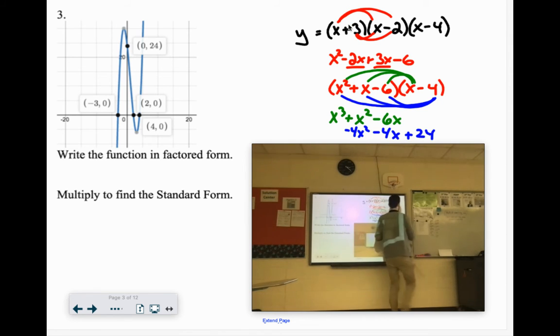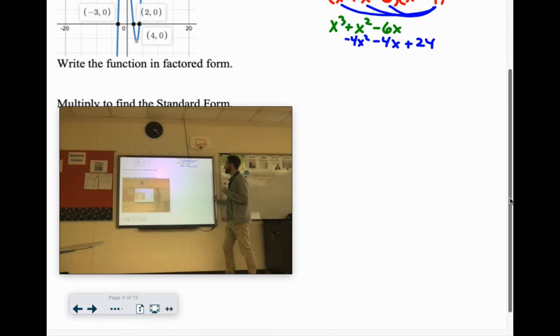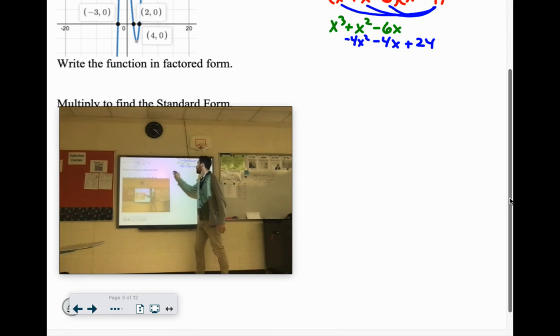Cleanup time, and then we got clean up all your functions everywhere. Clean up, show your work, pretend you care.